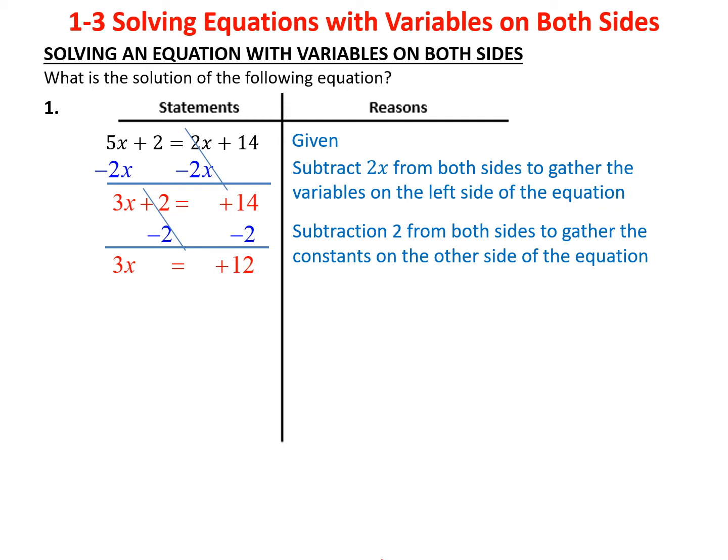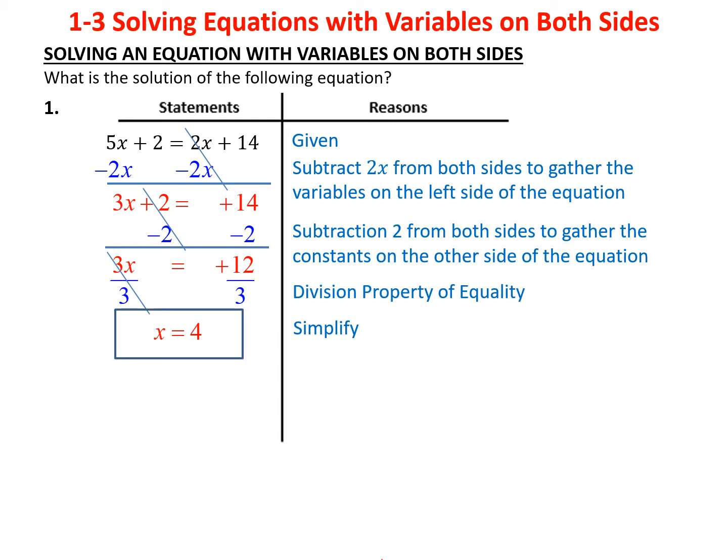We get 3x equals 12 now. And now we undo 3 times x by dividing both sides again by 3. And we end up with x equals 4. Okay, let's check our answer to make sure we got it right. How do we do that? We simply plug x equals 4 back into the equation.